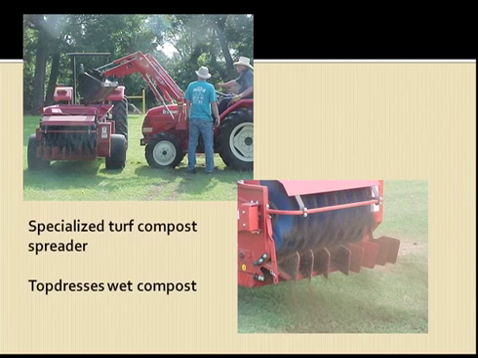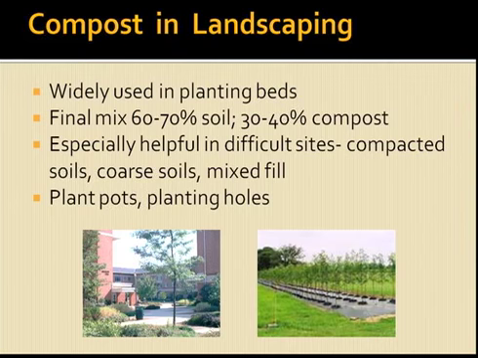You need a specialized spreader for this type of situation. You can see how fine it's coming out, and it can work with wet compost as well as dry. In landscaping, very common use. In planting beds, a typical mix might be 60 or 70% soil with 30, 40% compost.